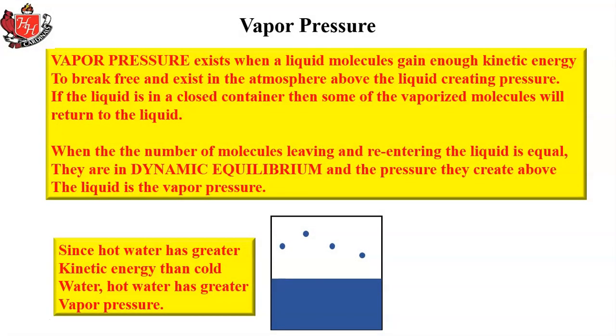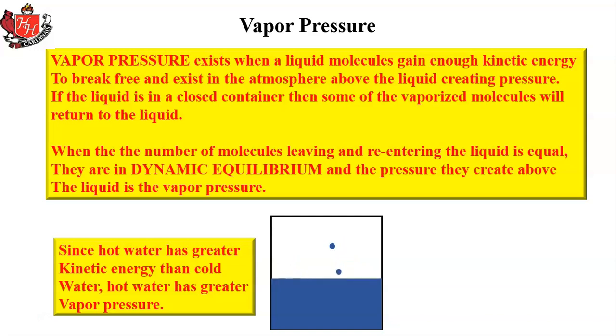Now we're going to get into the concept of vapor pressure. So vapor pressure exists when liquid molecules gain enough kinetic energy to break free and exist in the atmosphere above the liquid, creating the pressure. So above a glass of water, there's a few water molecules that are just existing in the atmosphere right above that glass of water. If the liquid is in a closed container, then some of the vaporized molecules will return to the liquid. And that's what this animation is showing you, that the water molecules will come out, and then they'll go back in, and then they'll come out, and they'll go back in.